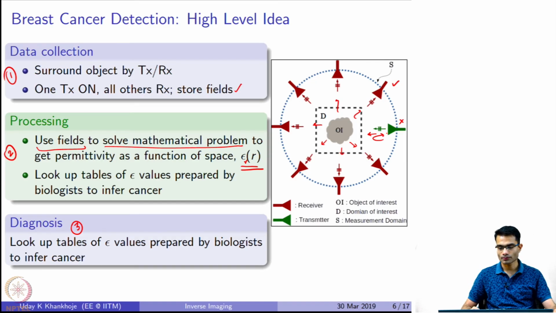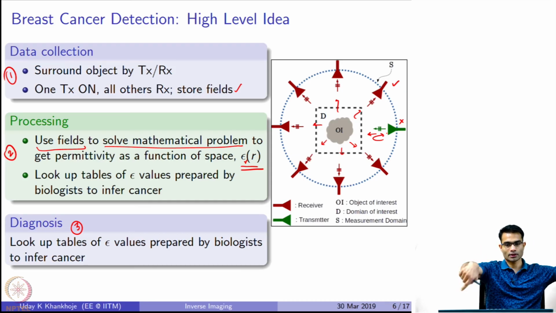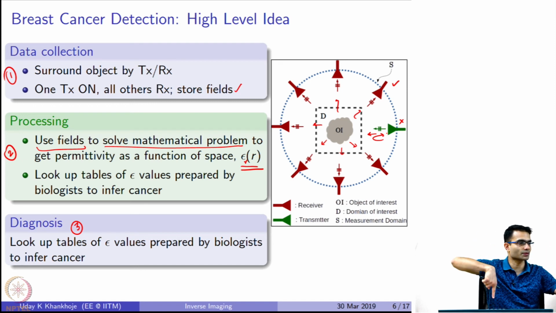Okay. So, maybe I'll turn it around to you. Supposing I were doing breast cancer detection. What I am showing you is actually a top view of what the device will look like. The patient lies down, and there is a cylindrical chamber into which the patient is slightly lowered. So, the patient is surrounded on all sides by transmitters and receivers, and you collect the field over here.